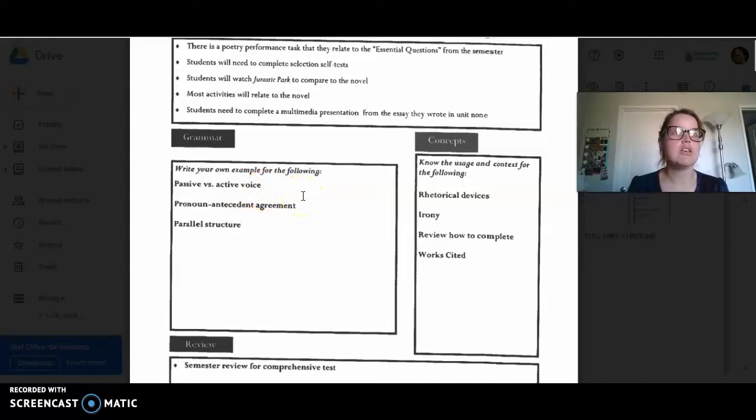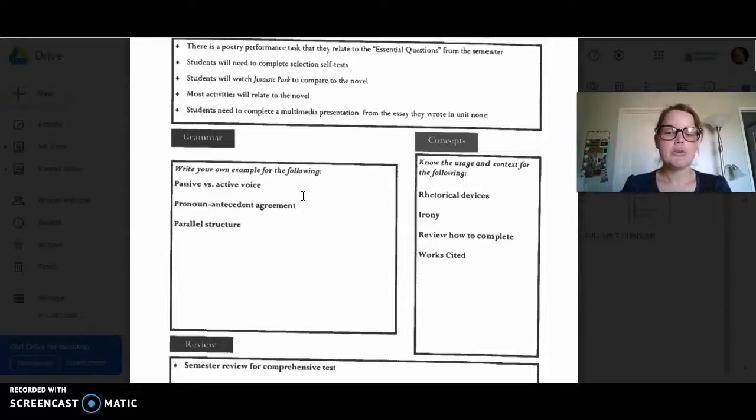Passive voice is object, verb, subject, so the cookie was eaten by me. That is, the cookie is the object that was being eaten, right? Verb, eaten. And then our subject, the person doing the action, I, right? So that is object, verb, subject. Active voice is the opposite. I ate the cookie. I, subject, verb, ate, object, the cookie, right? So that's active versus passive voice.